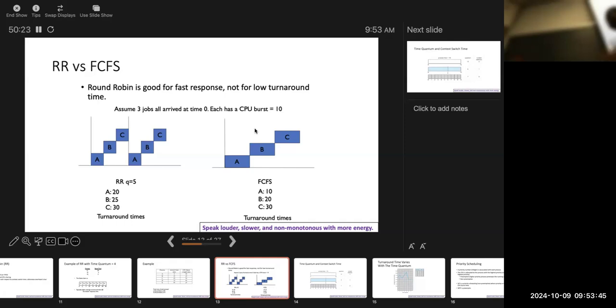So there is always a trade-off. Most of the time it is very difficult to find a perfect solution which satisfies all your requirements. Okay. Any questions?